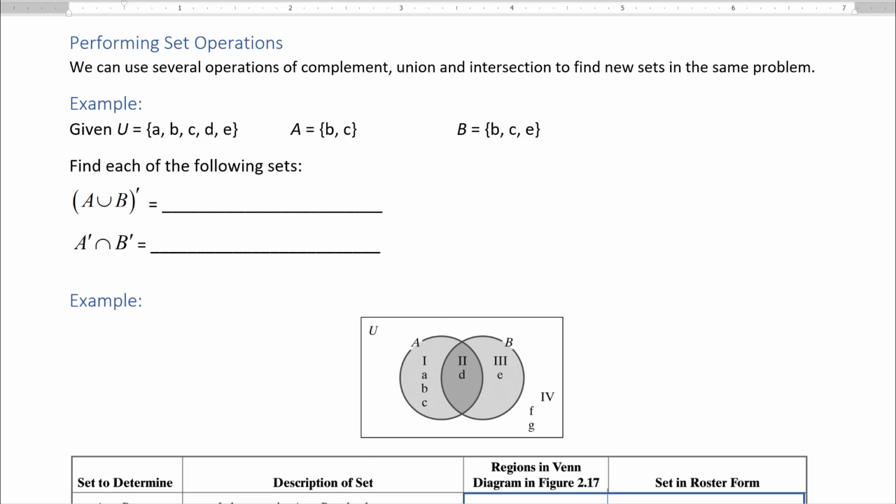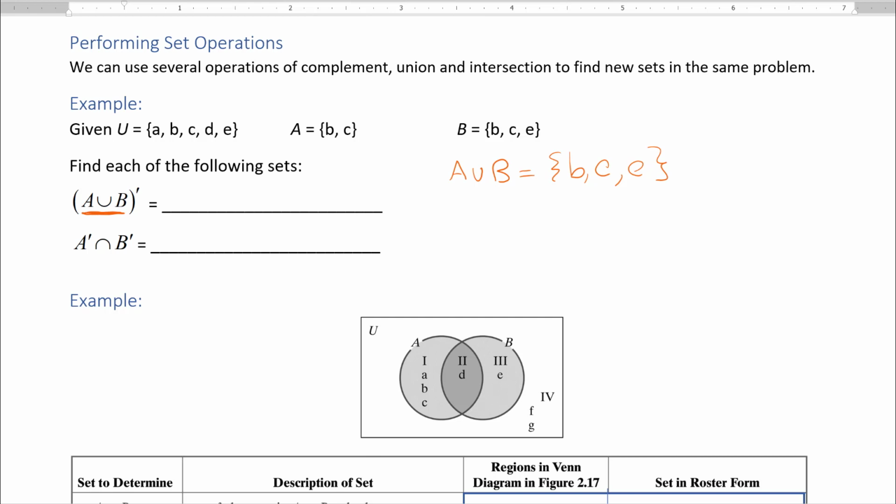Now we're trying to find A union B complement. So the complement of A union B. I first have to take this in parts. Do you see that I have to do A union B first? So I'm going to come over to the side of my paper and do A union B. A union B would be everything that belongs in A and or B. So B and C belong in A, and B, C, and E are in B, so I'm going to add E, because as long as it belongs in either A or B, it belongs in A union B.